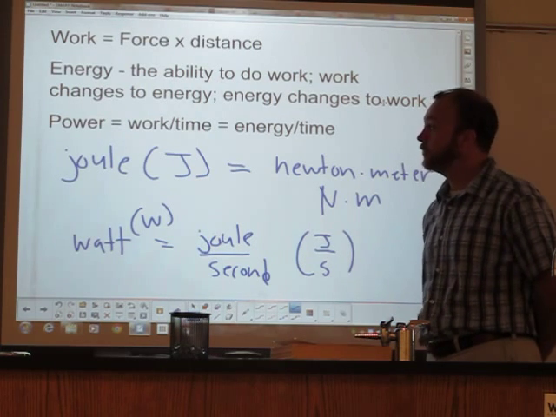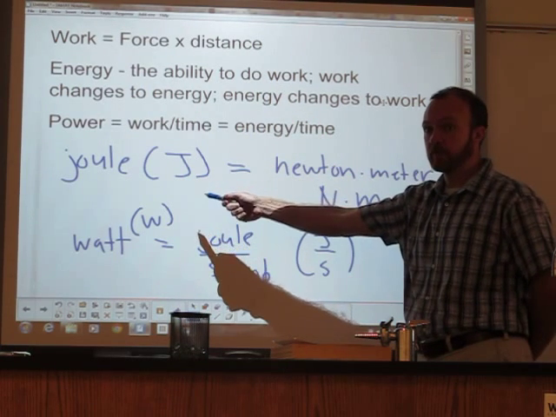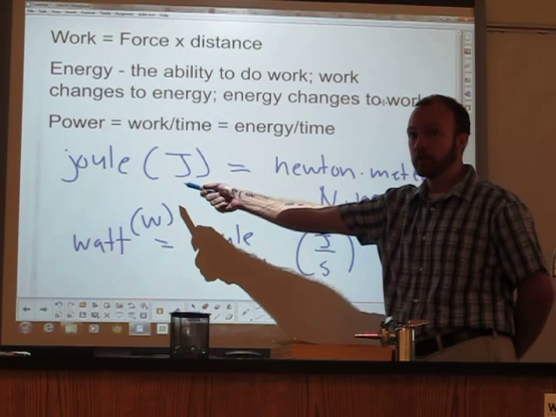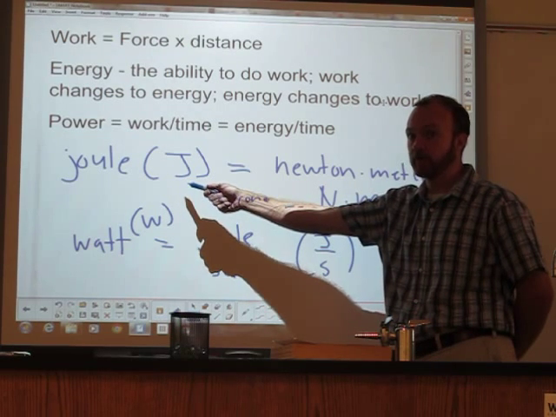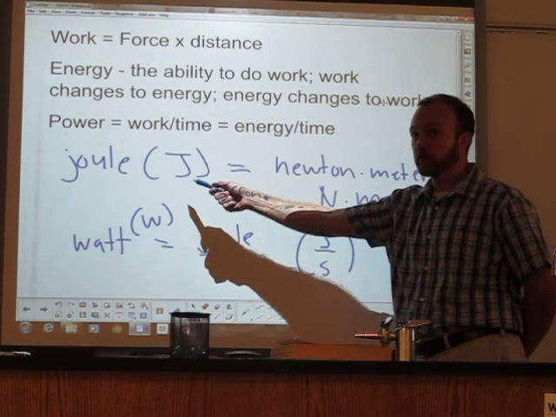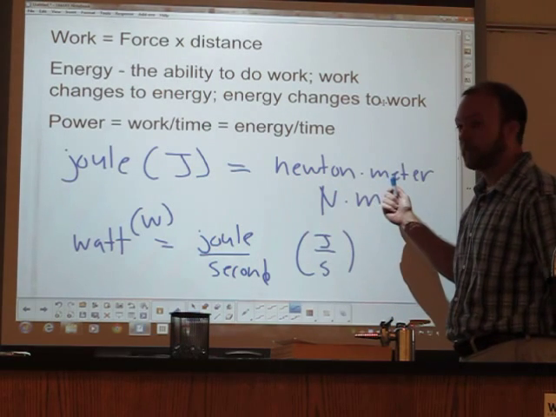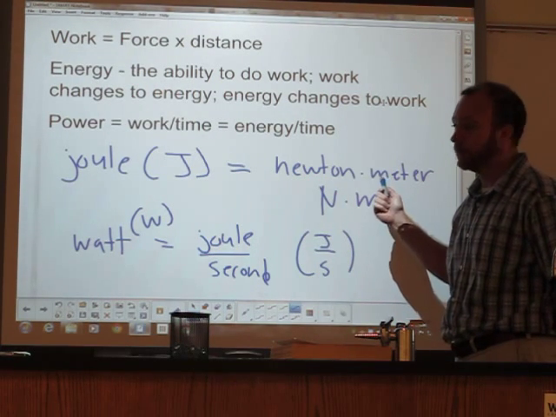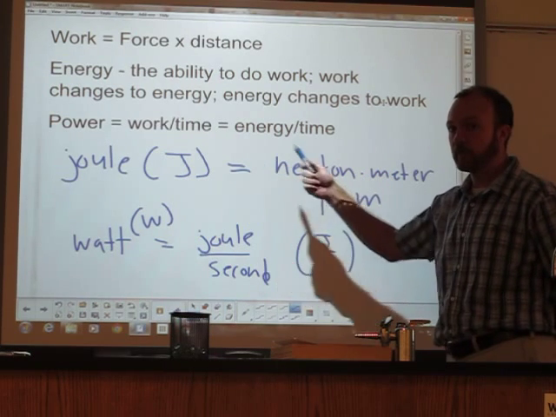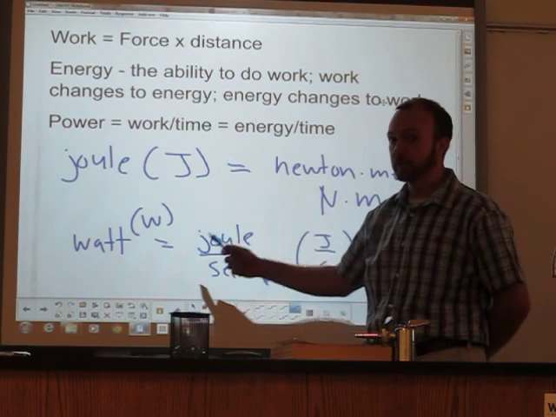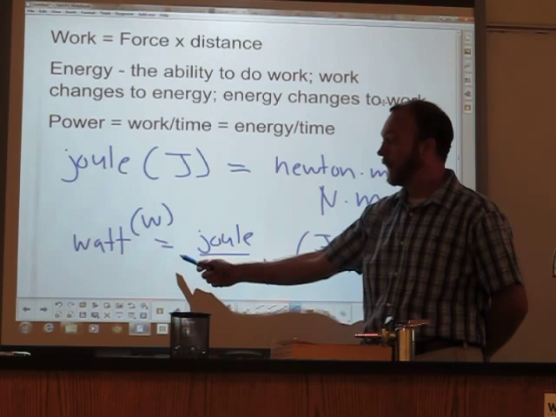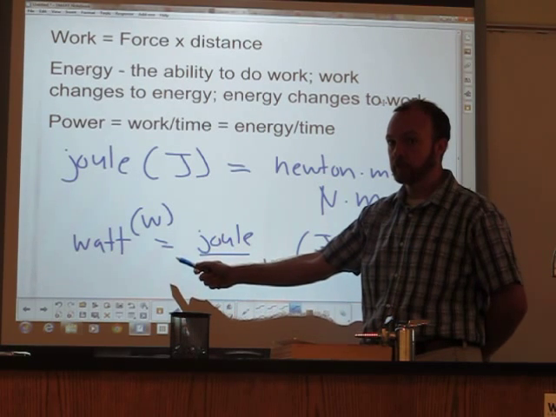Going back to the definition of work, work is force times distance. The SI unit of work is the joule. That's also the SI unit of energy. Since it's a force times a distance, that is a Newton, the SI unit of force, times a meter, the SI unit of distance. We're not going to focus on this as much, but I really want to focus on this definition of power. Power is how fast we use energy.